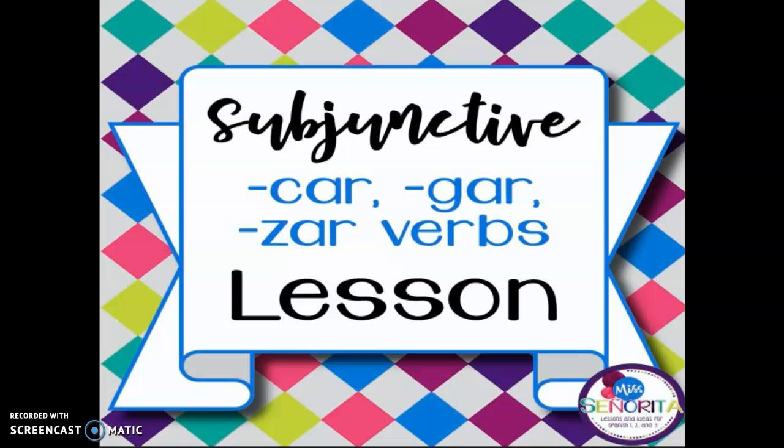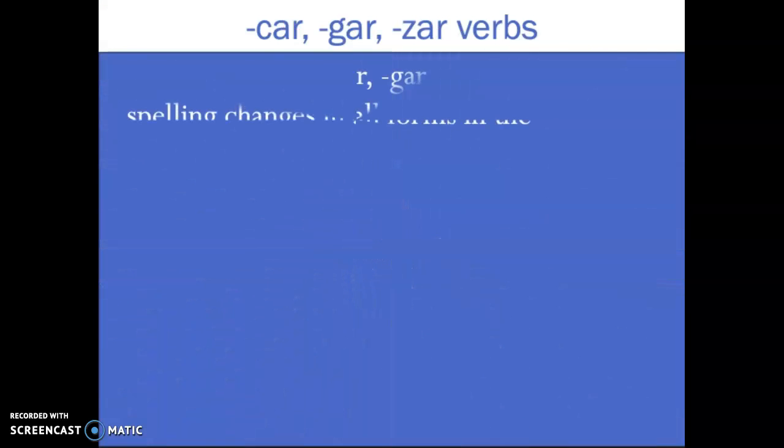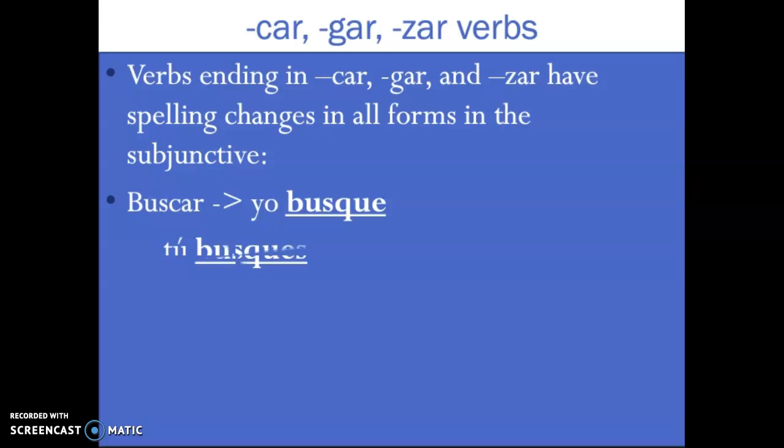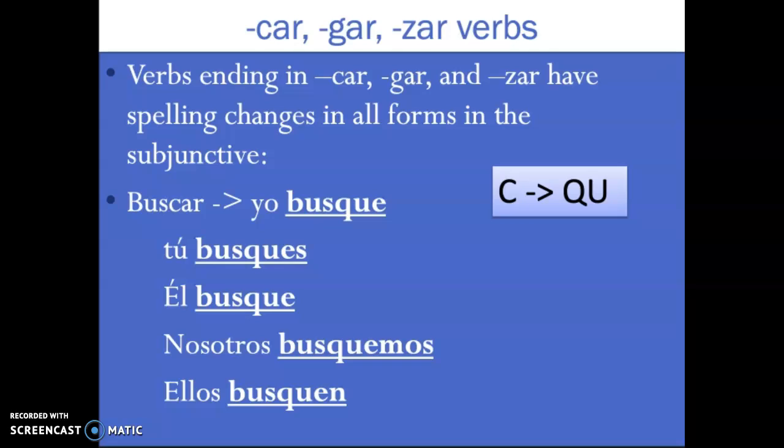During the preterite lesson, we learned that CAR, GAR, ZAR verbs change their spelling in the yo form of the verb. Now let's take a look at what happens in the subjunctive. Verbs that end in CAR, GAR, and ZAR have spelling changes in all forms in the subjunctive. Here we're looking at CAR verbs. CAR verbs change the C to a QU.